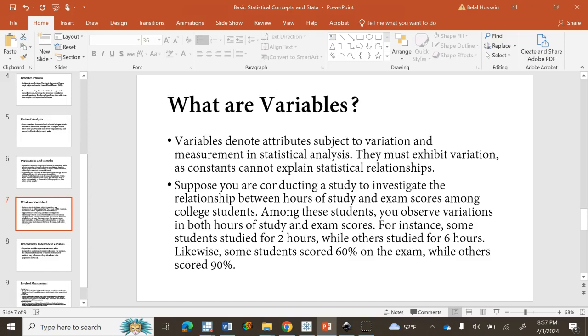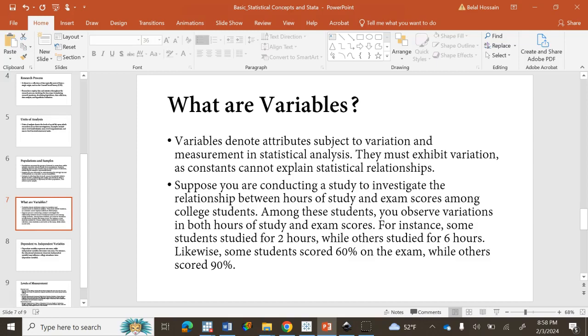Yeah, thank you so much for the correct answer. It is the individual, because we have college students, we are studying students. So our level of measurement, our unit of analysis is college student or individual. Okay. So among these students, observe variations in both hours of study and exam scores. For example, some students studied for 2 hours, while others studied for 6 hours. Likewise, some students scored 60% on the exam, while others scored 90%.